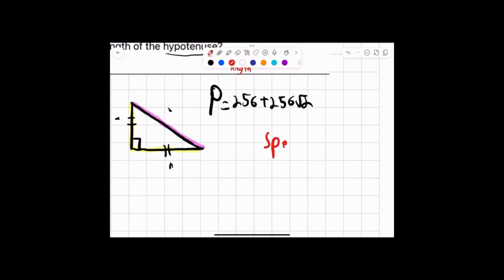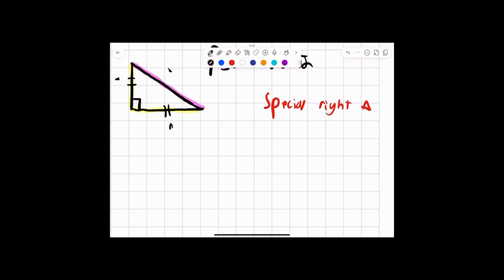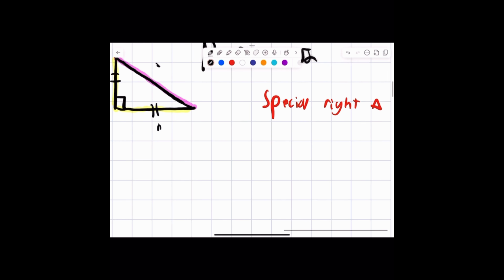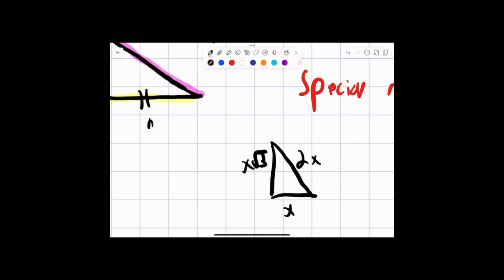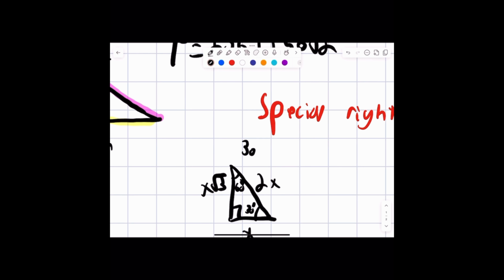And these triangles are called special right triangles. I'm going to just say this for short. So, in one of them, you would see an x, 2x, x, and an x root 3. This one, if you look closely, you would see it has 30 degrees, 90 degrees, and 60 degrees. So you would call this one a 30, 60, 90 triangle.